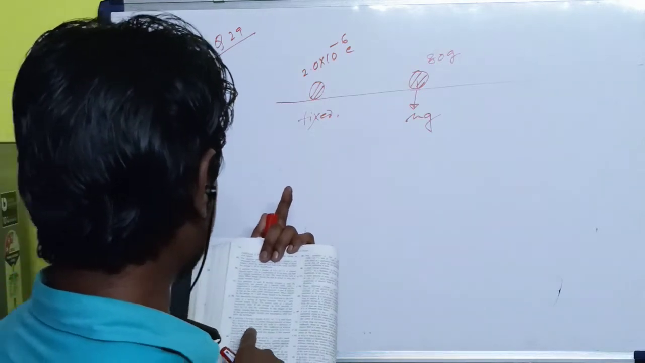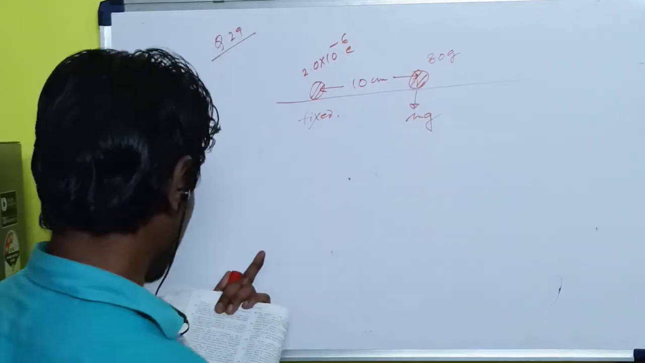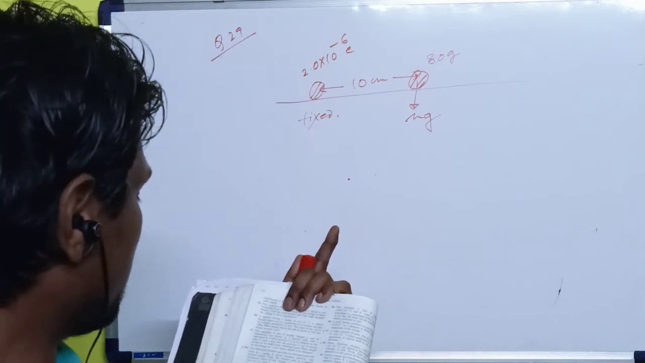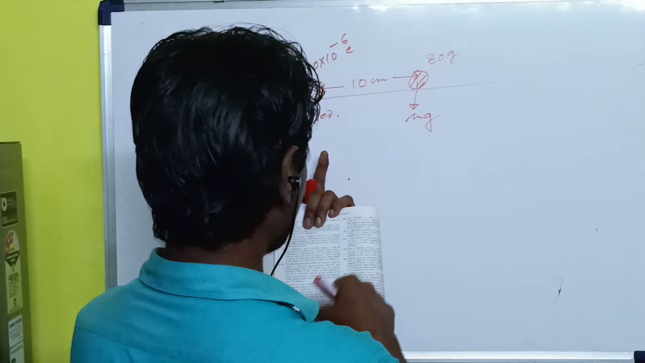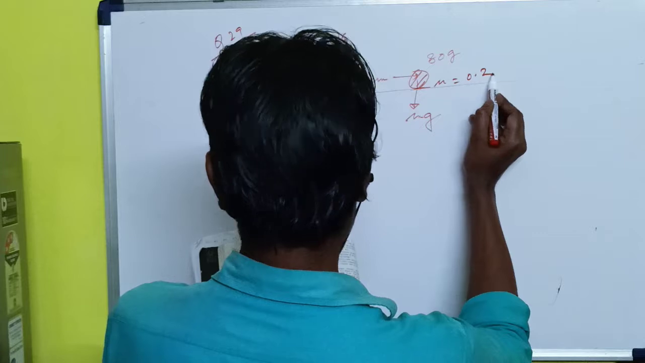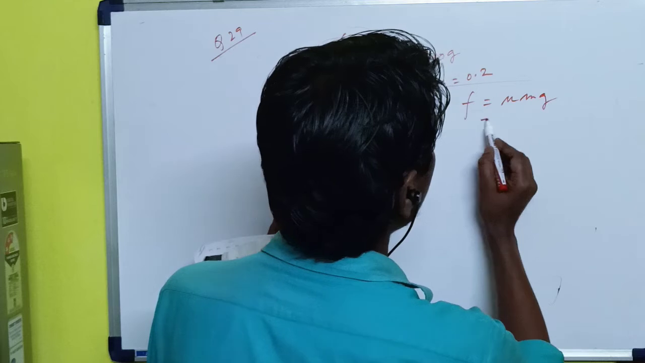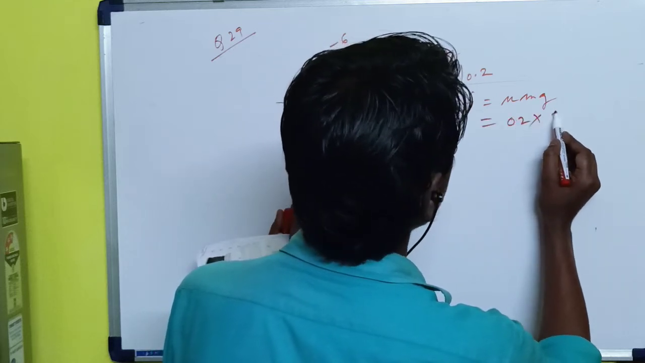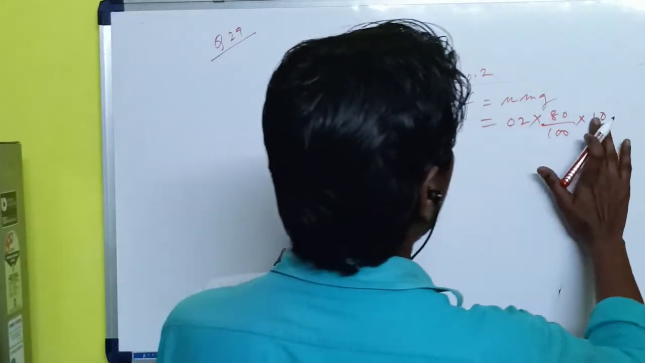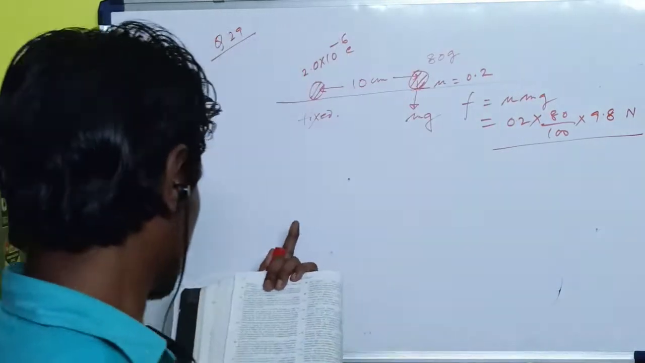And the table at a distance 10 centimeter from the first charge. So the distance between them is 10 centimeter. The coefficient of friction between the table and this second particle is mu equal to 0.2. So the frictional force equals mu into mg, the normal reaction. So mu equal to 0.2 into mass 80 by 1000 into g. You have to take it 9.8 or 10. So this many newtons is the frictional force.